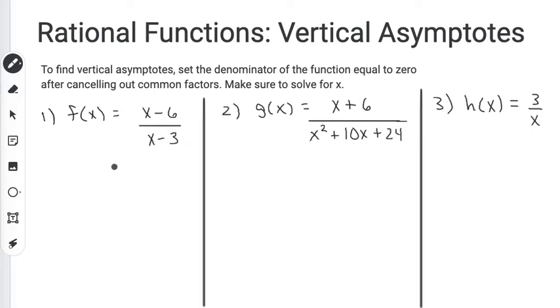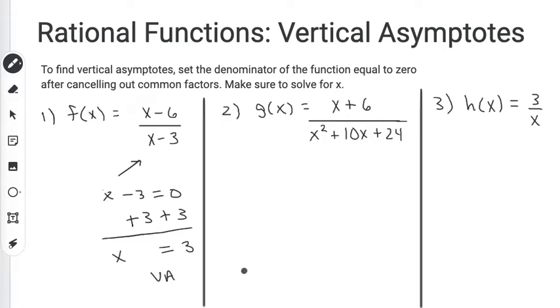If I want to find the vertical asymptotes of this, first, notice that you cannot factor anything. You can't factor the top, you can't factor the bottom, so there's no common factors to cancel out. So I just keep on going. The bottom of the fraction is x minus 3. So what I'm going to do with that is set it equal to 0 and solve for x. So I get x minus 3 is equal to 0. I'm going to add 3 to both sides. I get x equals 0 plus 3, which is 3, and that's my vertical asymptote, x equals 3.